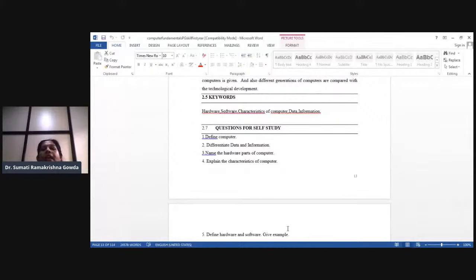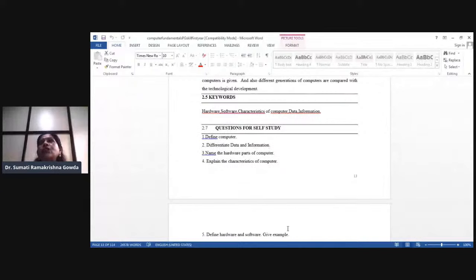For example, MYSORE. MYSORE is data. When it is processed, it gives you Mysore. Mysore is information, right? So like that. Information means processed data. You should be able to answer.